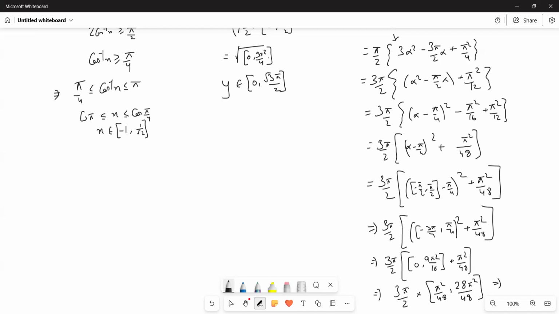So finally this would be 3 pi by 2 into pi square by 48. 3 3 cancel हो गया 16 32. So pi cube by 32 and 3 pi by 2 into 28 by 48. So you get 16 32 28 by 32. अच्छा 28 by 32 हो जाएगा 7 4 से गया ना 7 by 8. 7 pi cube by 8. देखो is everyone okay with this? यही आना चाहिए I guess calculation wise. This would be the answer. Pi cube by 32 to 7 pi cube by 8.